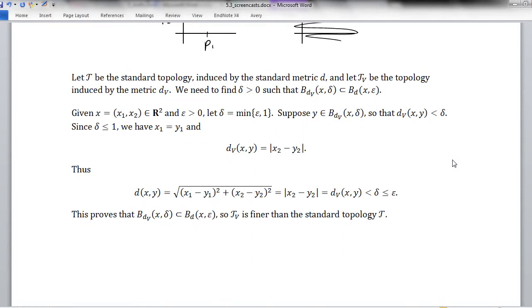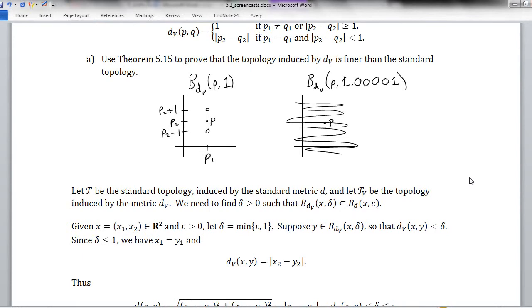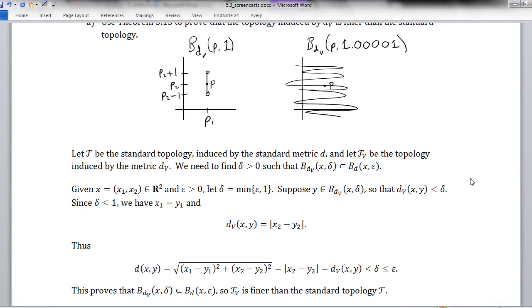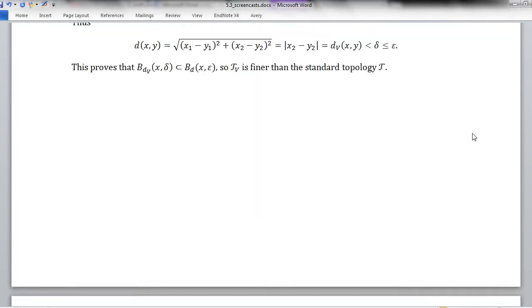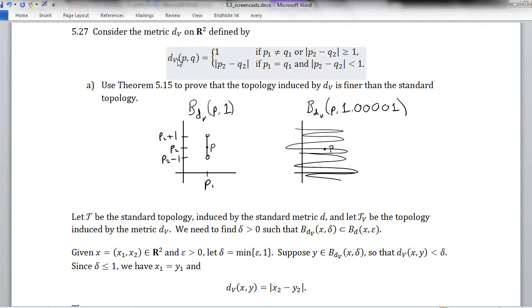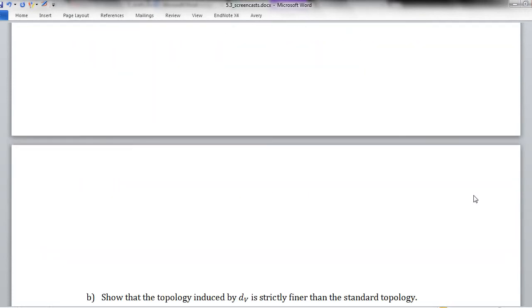Okay, so it's finer. That leaves open the question of whether it's strictly finer or actually equal. And well, these open balls really do seem smaller, right? I don't think we can fit our standard open balls inside of those small ones. So it must be strictly finer. In fact, I suspect that this metric actually induces the vertical interval topology on R2. You can think about that.